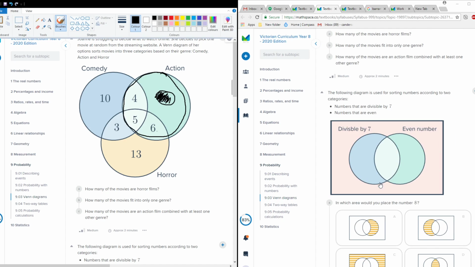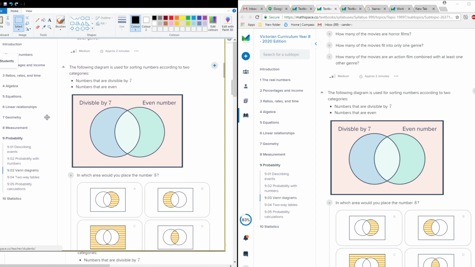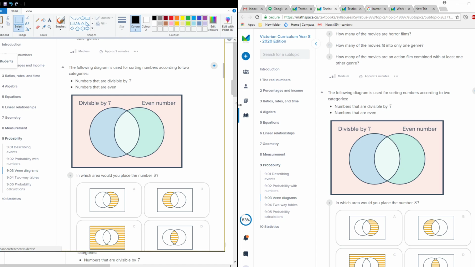Now, this one here is a multiple choice one. But you need to try to pick where would it go. So, numbers that are divisible by 7 and numbers that are even numbers. So, where would you place number 8?